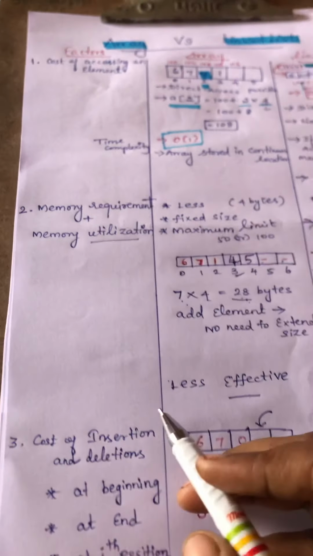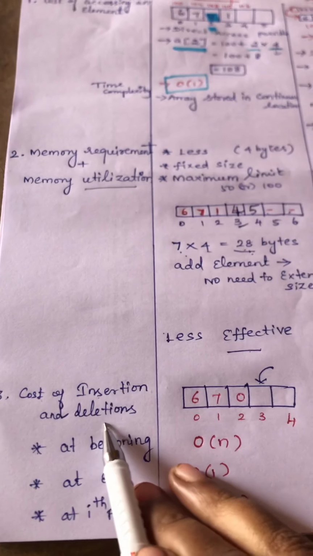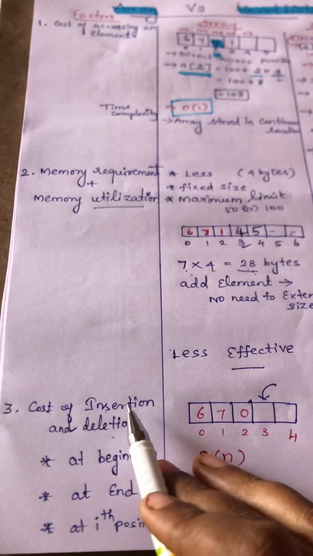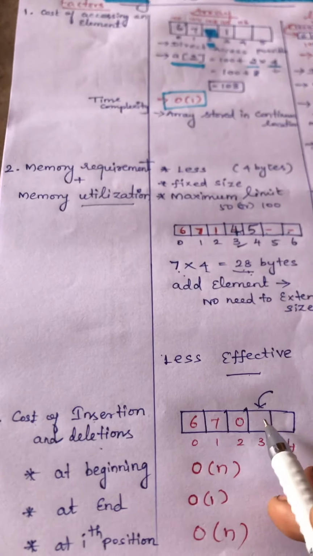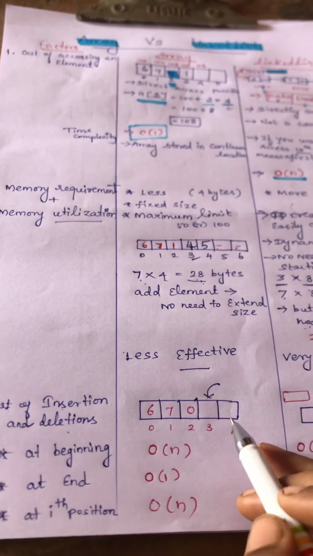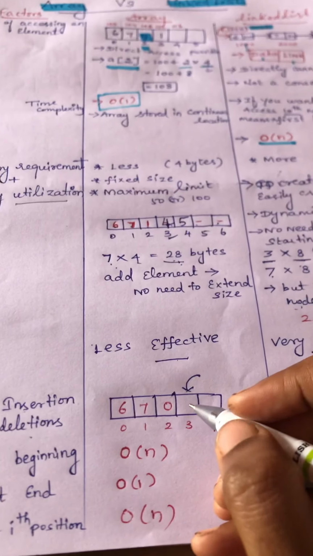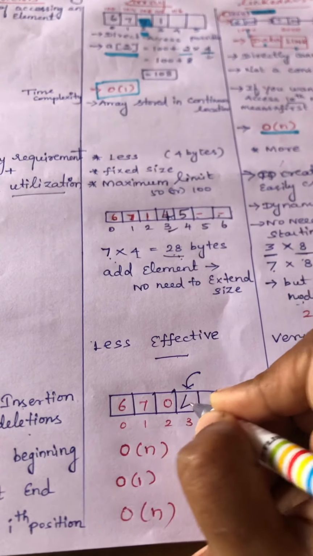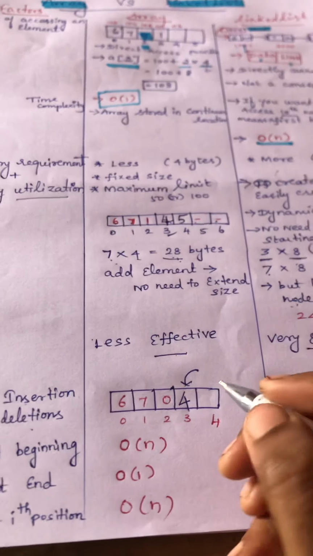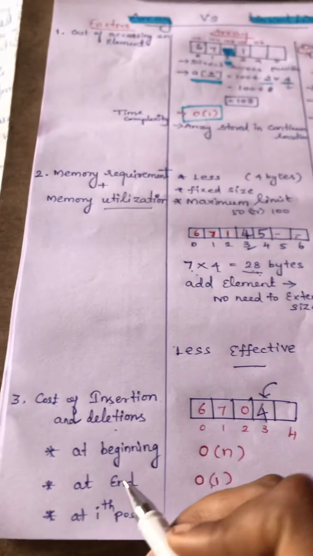Okay, the next, third factor is the cost of insertions and deletions. If I want to add an element, that is insertion. If I want to delete an element, that is deletion. In the array, if I want to add some element at the end position, here I am going to add value 4, the time complexity is order of 1.